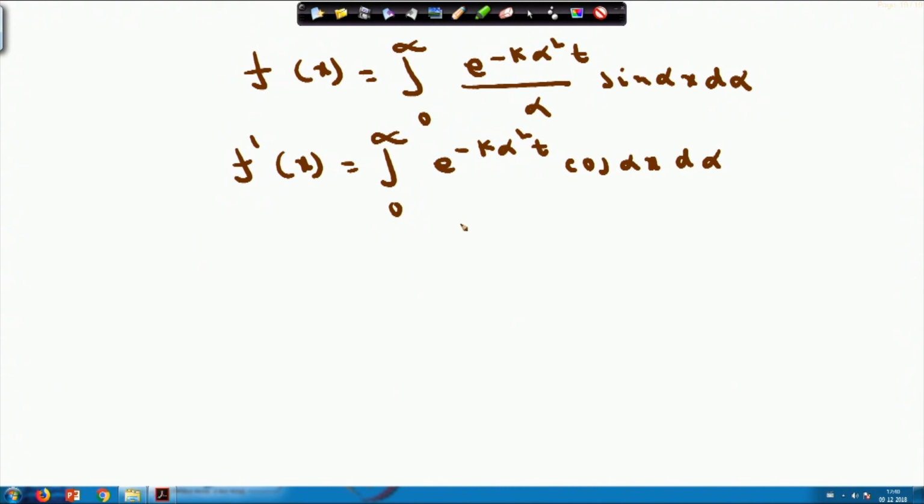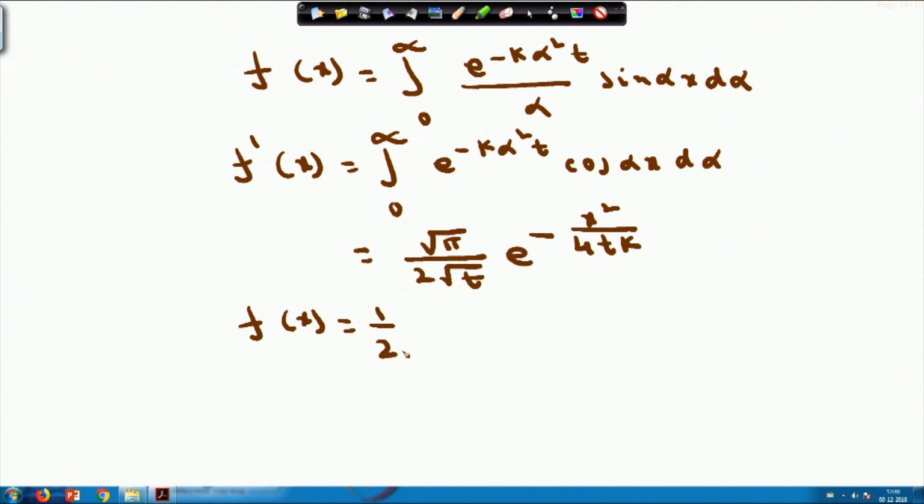Your alpha will be vanishing, and this value is known to us. If I substitute this value, this will be e power minus x square by 4 t k. I am using this integral value as a known result. So, effectively f(x) is becoming half into root over pi by t, integral 0 to x, e power minus x square by 4 t k into dx.